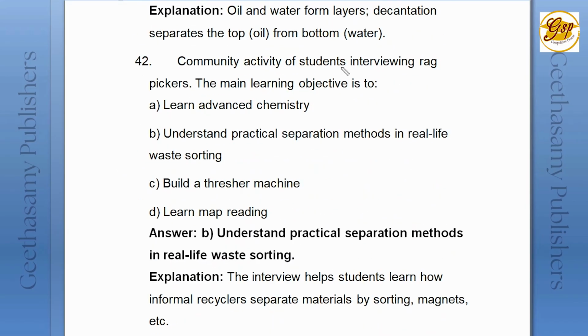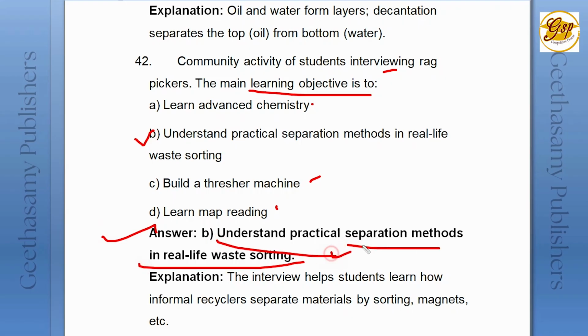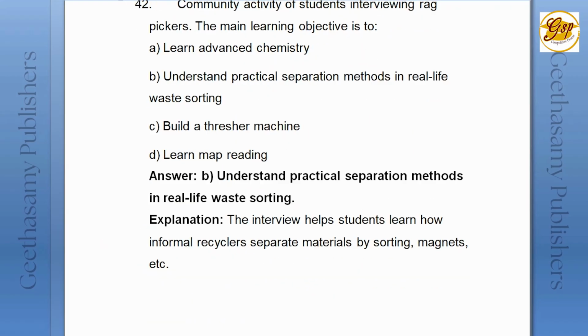Then 42nd question. A community activity, students interviewing rag pickers. What are the main learning objectives? Learn advanced chemistry, understand practical separation methods in real life waste sorting, build a thresher machine, or learn map reading. The correct answer is understanding the practical separation methods in real life waste sorting or waste management. So the interview helps the students learn how informal recyclers separate waste by sorting, using magnets and all these things.